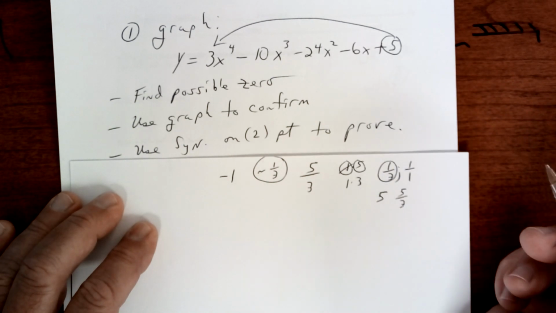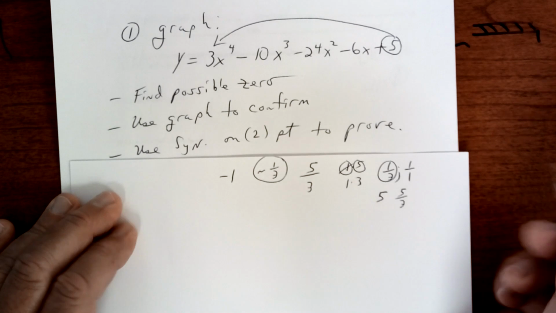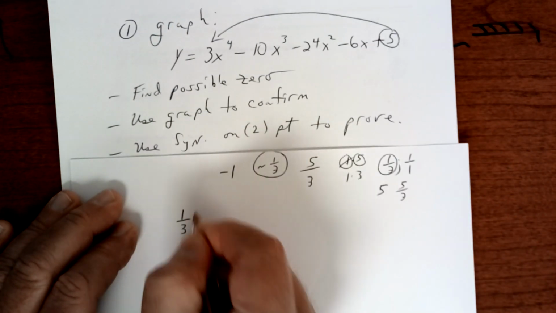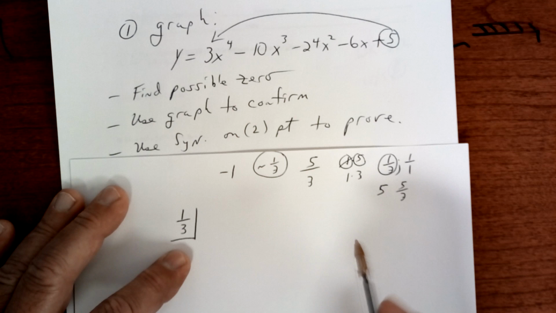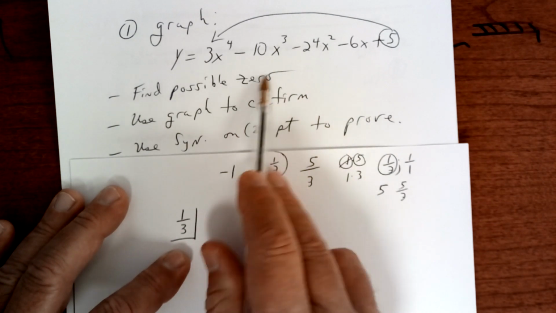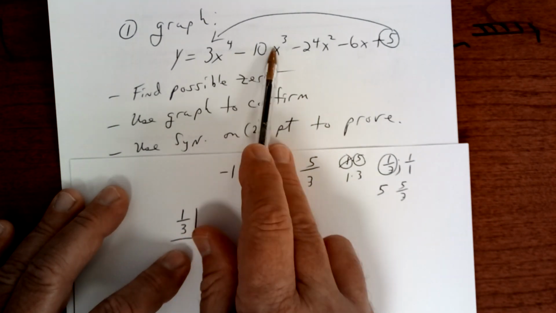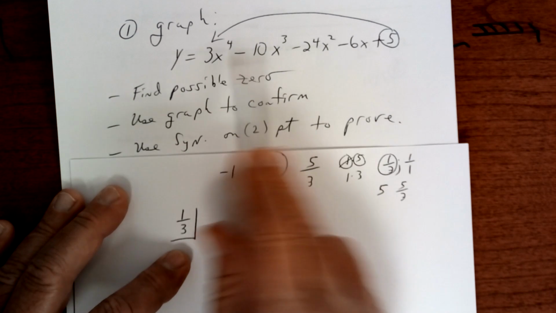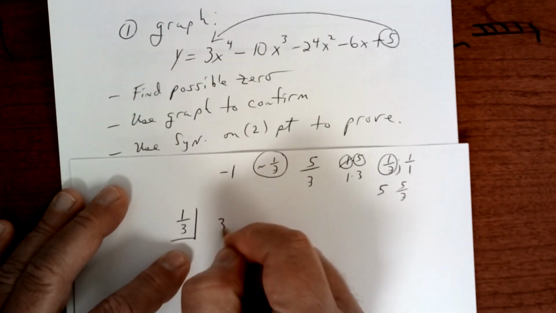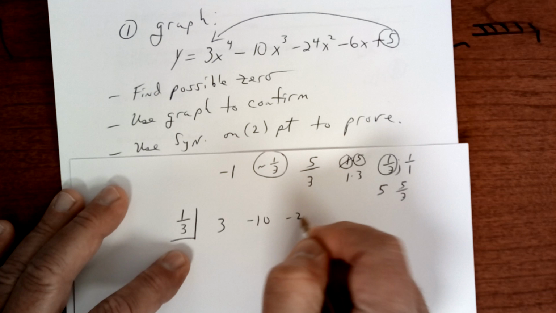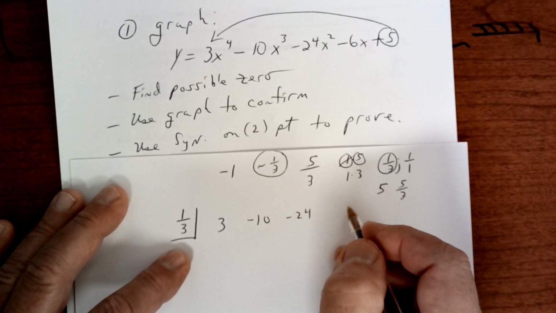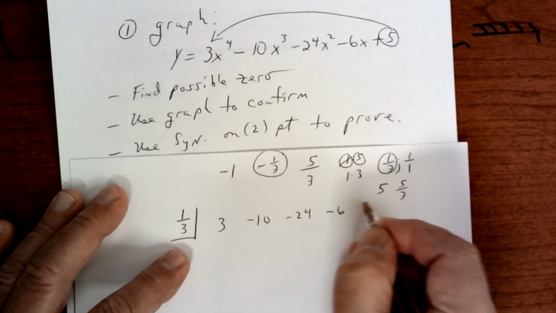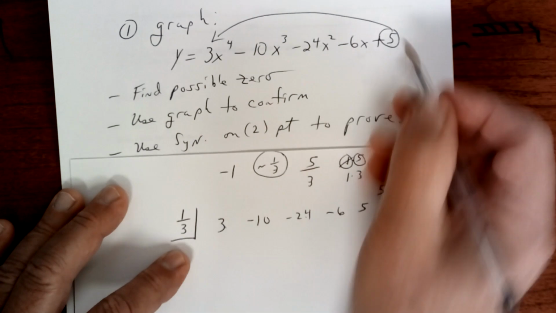Now you got to do synthetic division. Let's try synthetic division with 1/3. Write this down, and then put your constants, and notice it's 4, 3, 2, 1, 0. So 3, -10, -24, -6, and 5.